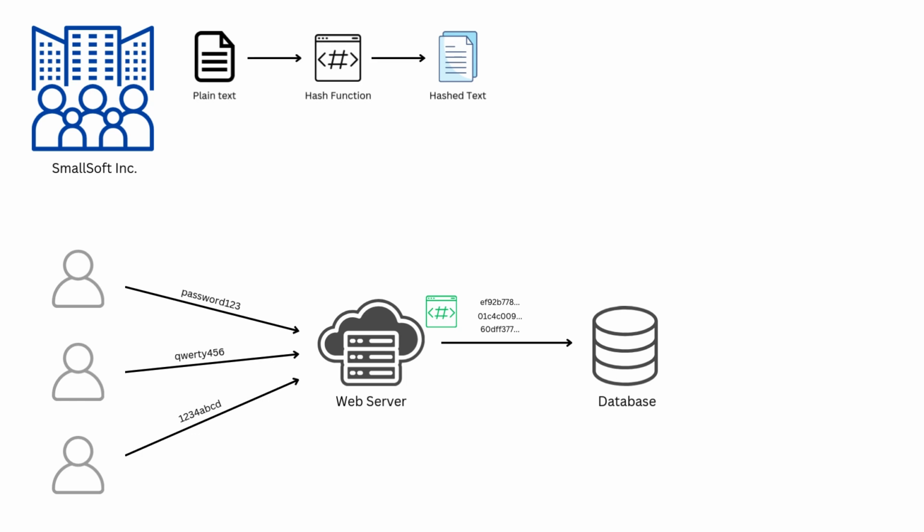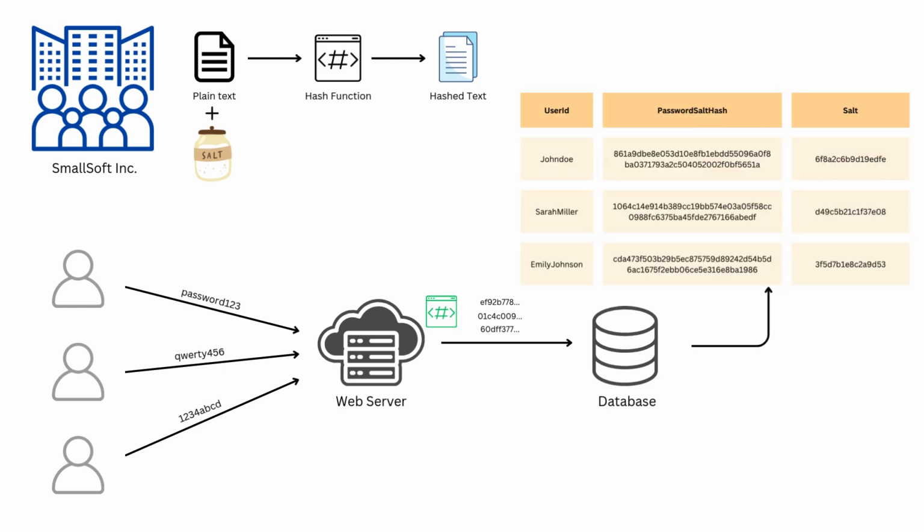The developers discover that by adding a unique random string, or salt, to each password before hashing, they can create completely different hashes even for identical passwords. Salting protects against rainbow table attacks, as each hash now requires a unique computation, making it far more difficult for hackers to crack passwords. When a user creates or updates their password, the system generates a unique salt, combines it with the password, and hashes the result. The hashed password and salt are then stored in the database.